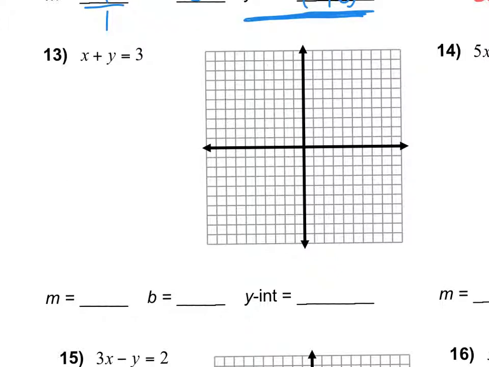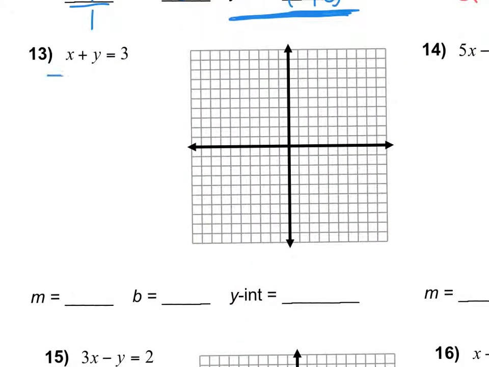So 13, write it down. You have x plus y equals 3. First, you want to solve for y, and then find this information and graph. All right, so what you should have done is you should have subtracted x from both sides. Did you do that? So you get y equals -x plus 3.